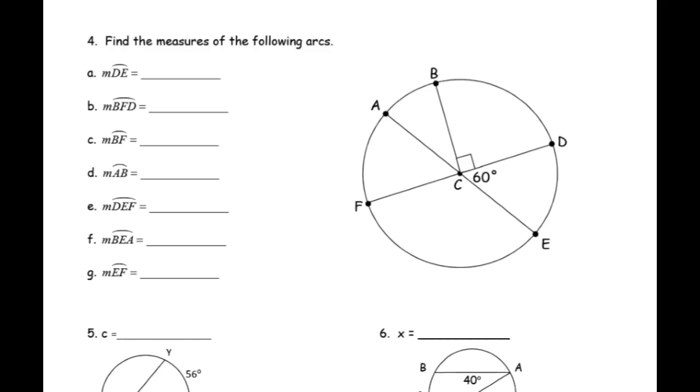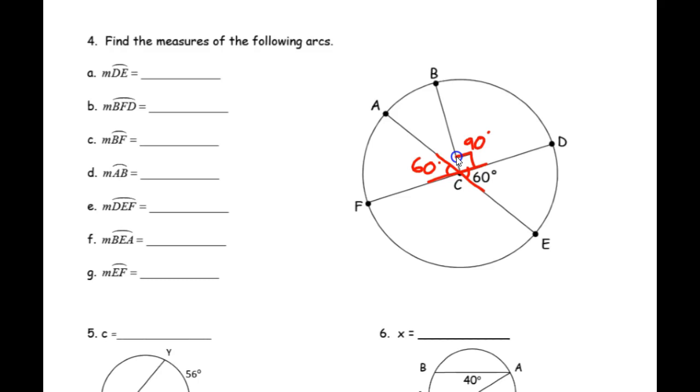Moving on to number 4, find the measure of the following arcs. Now, before we find the arcs, we need to find the central angles. Something obvious over here, BCD, this little symbol obviously means a right angle of 90 degrees. Another thing we notice is that here's an intersection like an X, and we know that that creates these two angles, which are called vertical angles. So ACF is also 60 degrees, right?